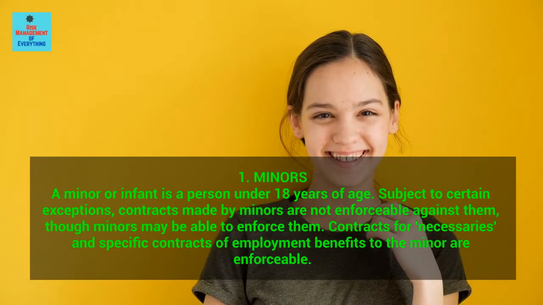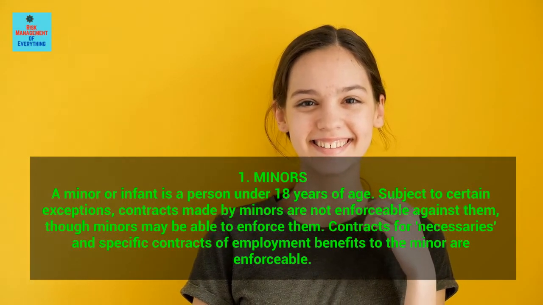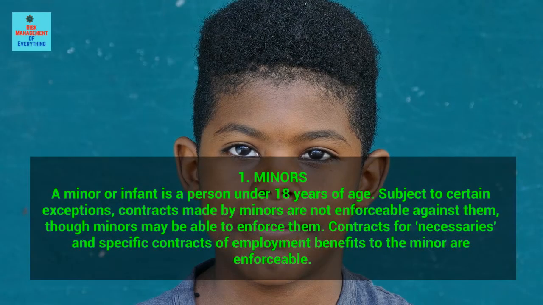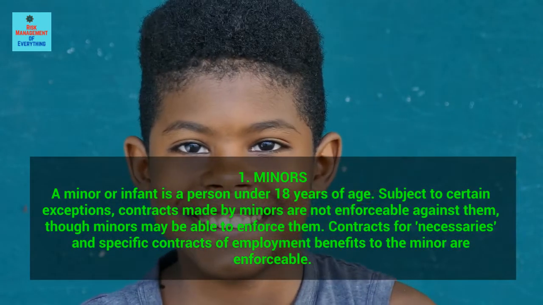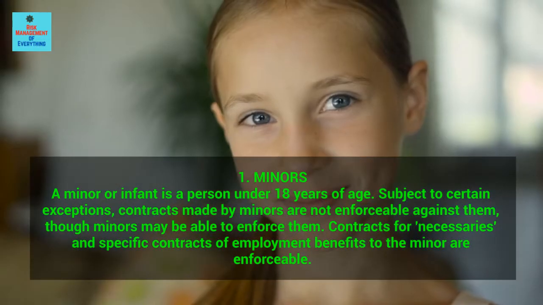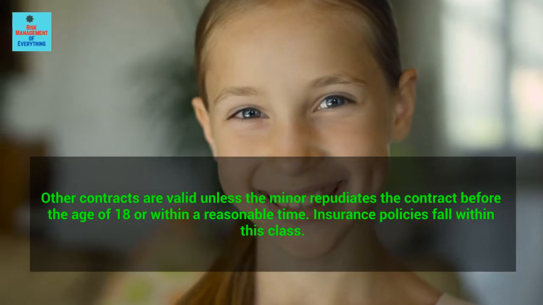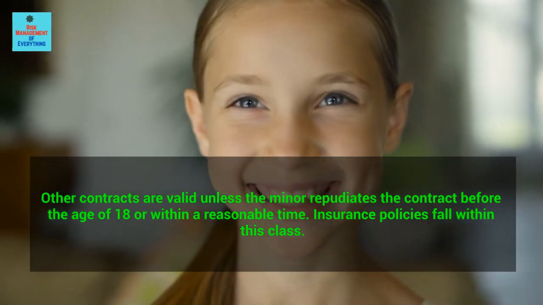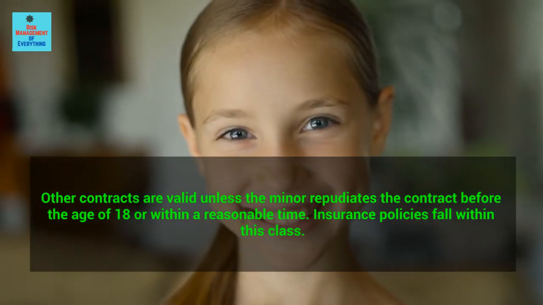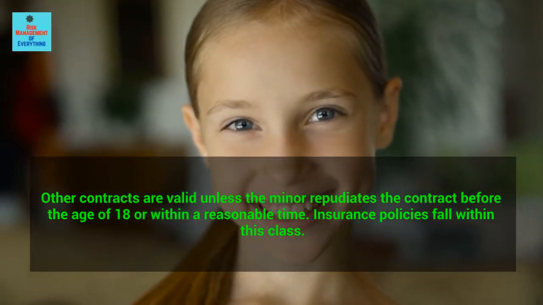Subject to certain exceptions, contracts made by minors are not enforceable against them, though minors may be able to enforce them. Contracts for necessaries and specific contracts of employment benefits to the minor are enforceable. Other contracts are valid unless the minor repudiates the contract before the age of 18 or within a reasonable time. Insurance policies fall within this class.